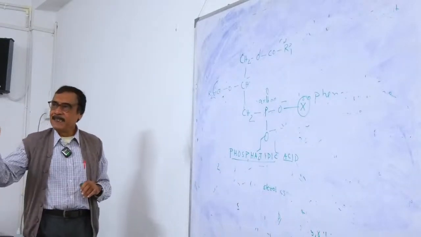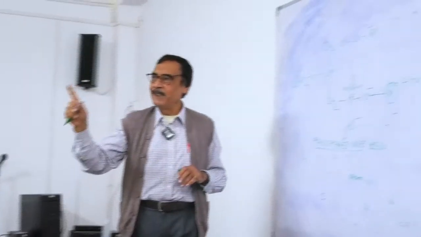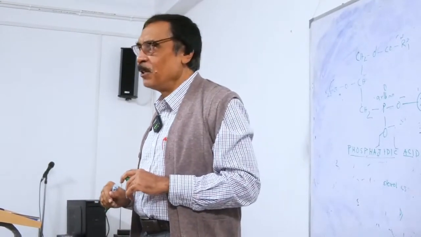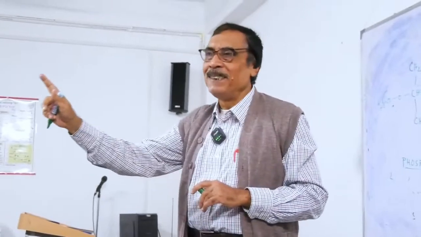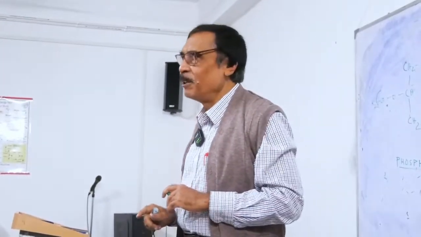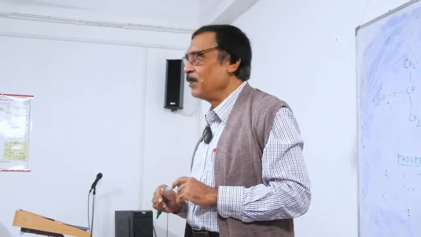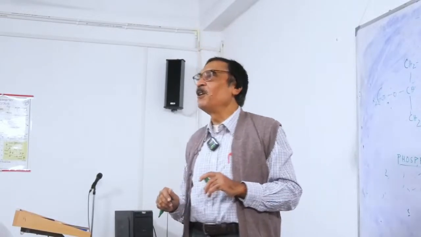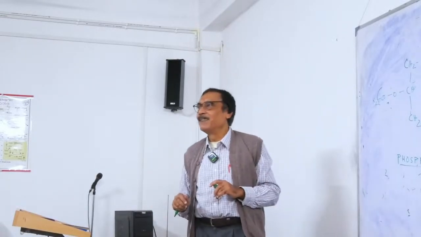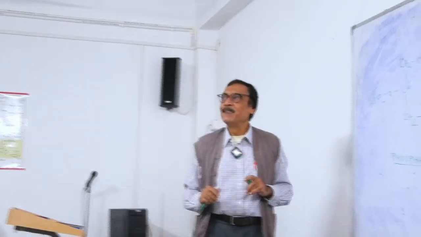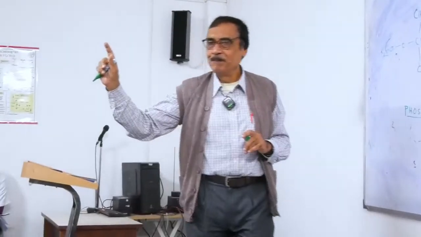When X is serine, it is called phosphatidyl serine. When X is choline, it is called phosphatidyl choline. When X is ethanolamine, it is phosphatidyl ethanolamine. When X is inositol, it is phosphatidyl inositol. These are all glycerophospholipids which are present in the cell membrane.